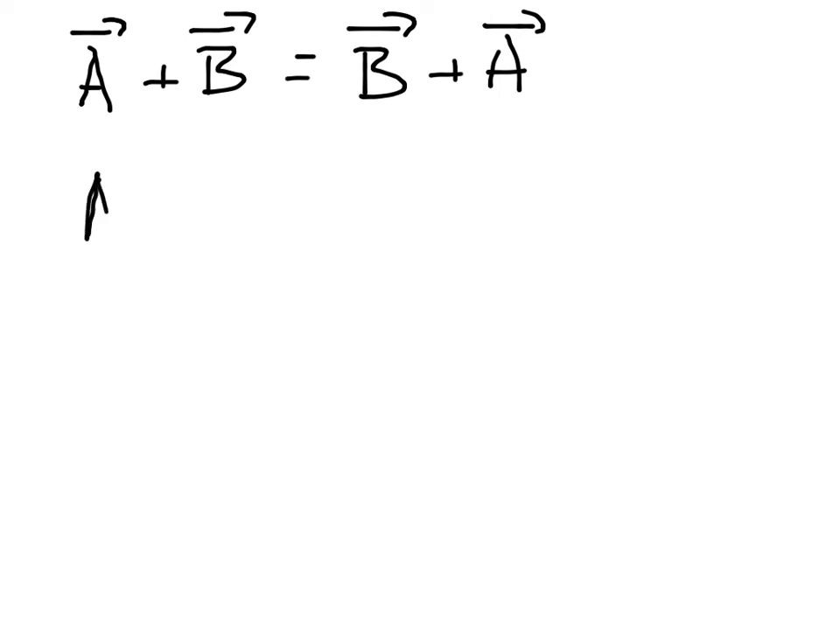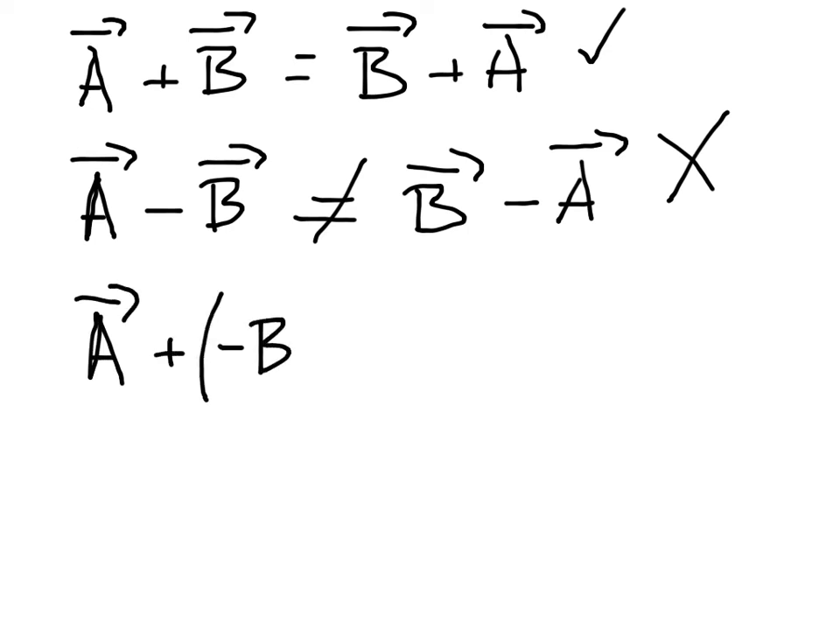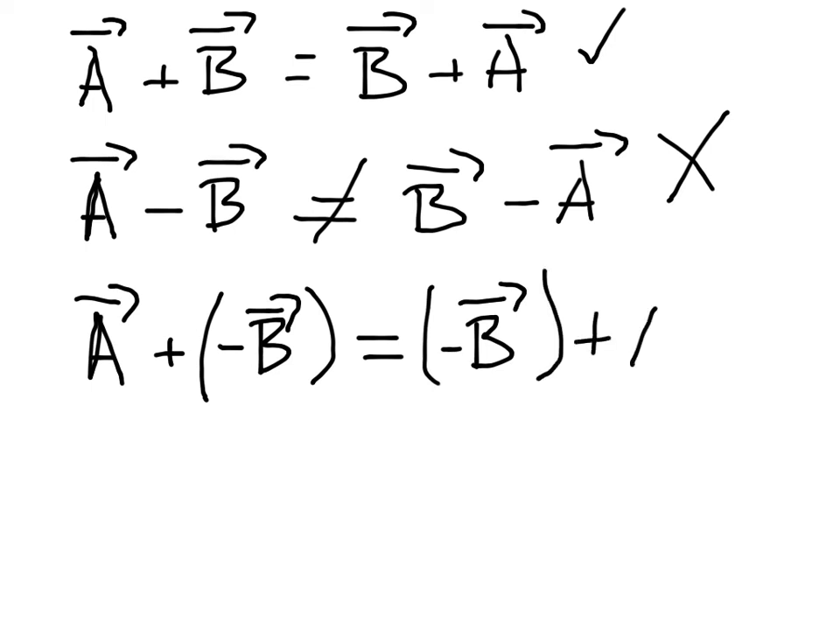Subtraction doesn't work like that. So if I say A minus B, that's not the same as saying B minus A. Now think about that. If I have two numbers, I don't know, 5 minus 3, that's not the same thing as 3 minus 5. It works for addition, but it doesn't work for subtraction. Okay, so what we have to do, it's a real simple fix. Instead of saying A minus B, we're going to say A plus negative B. Now, that's the same thing as negative B plus A.